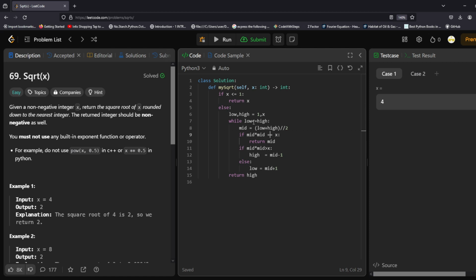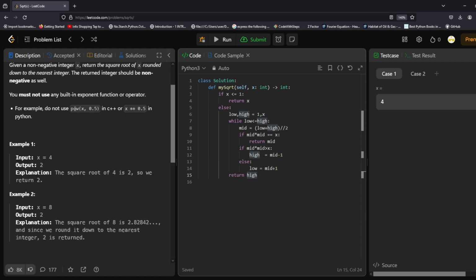But our loop only runs when low is less than or equal to high. So at this point, when the loop breaks, the probable answer is only 1, because 1 squared gives you a number lower than 2 squared. The new low squared will give you 4, but the high squared will give you 1. So that is a reasonable answer. This is basically the code for this solution.